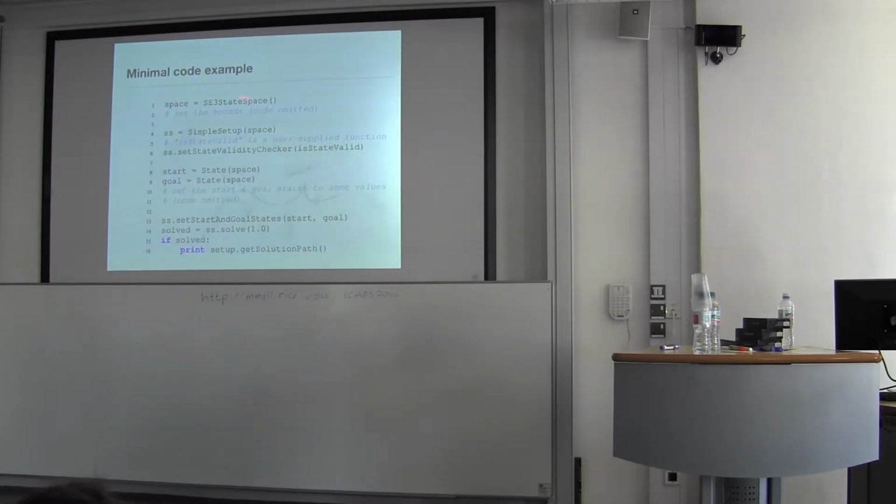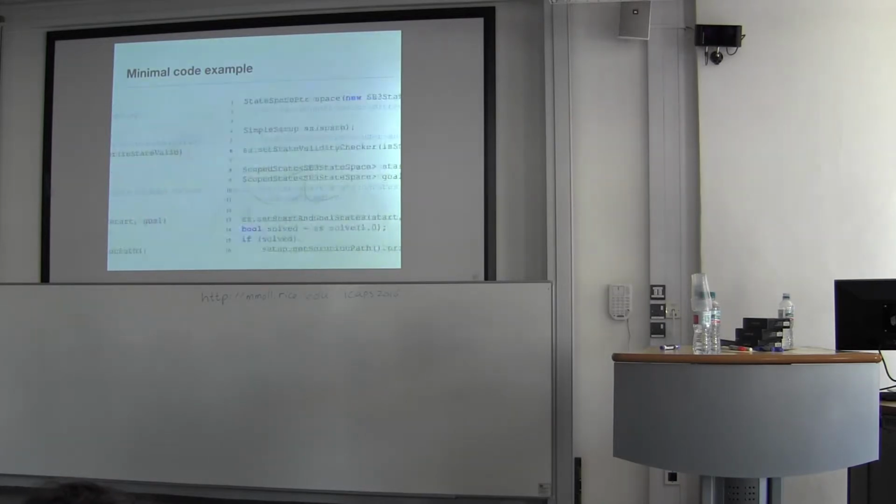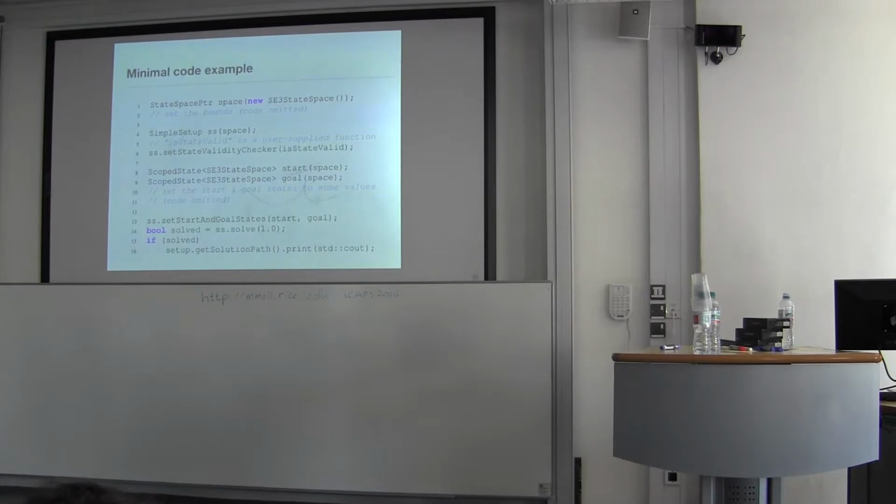Just say what space it is, just say that there's some high-level data classes. The function not shown here is state valid, which, given a state, tells you yes or no whether the state is valid. Then we declare a start and goal state. We set them in this simple setup object, and then we solve. If solved, print the path. That's it.